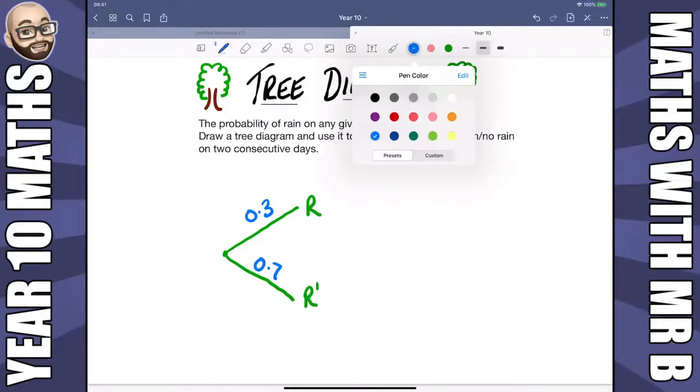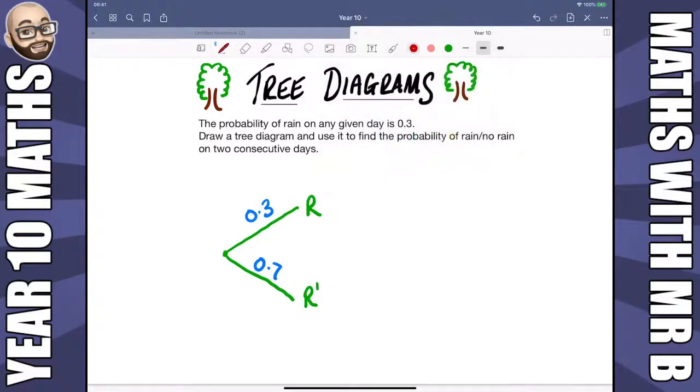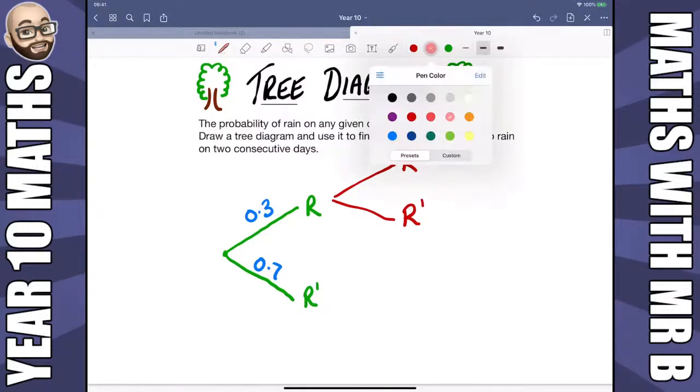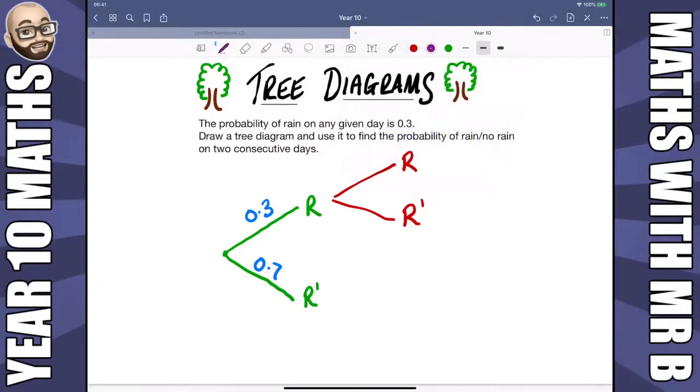So now let's look at what happens on day 2. So we're going to have to do this twice. We're going to have to first of all assume that it has rained on day 1. If it rains on day 1, then on day 2 it could still rain, or it might not rain. Now these probabilities are not affected by the previous one, so it's still a 0.3 chance of it raining and a 0.7 chance of it not raining.